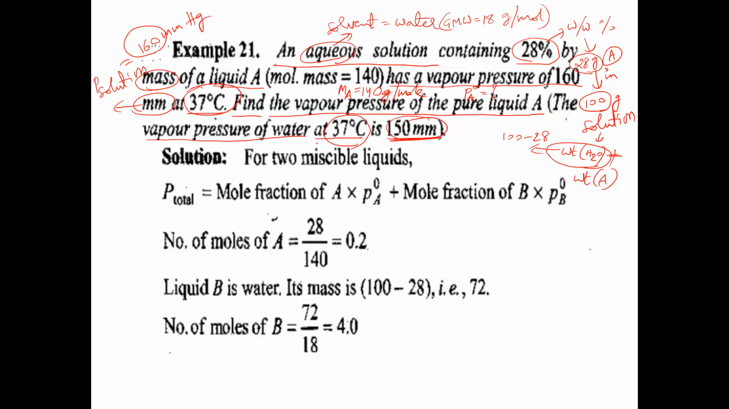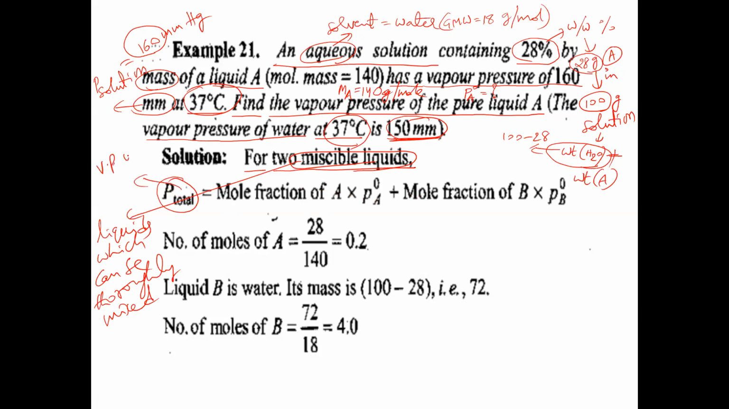Is that clear? Now see, for two miscible liquids. Miscible liquids means what? The liquids which can be thoroughly mixed are called miscible liquids. For two miscible liquids, P total means what? The vapor pressure of solution. P total means the vapor pressure of an ideal solution.